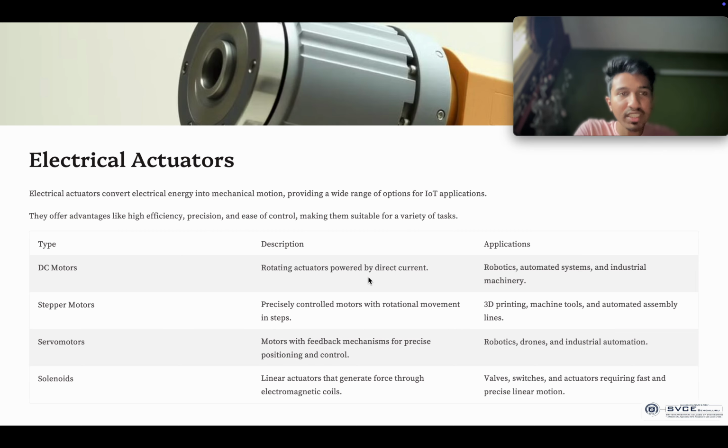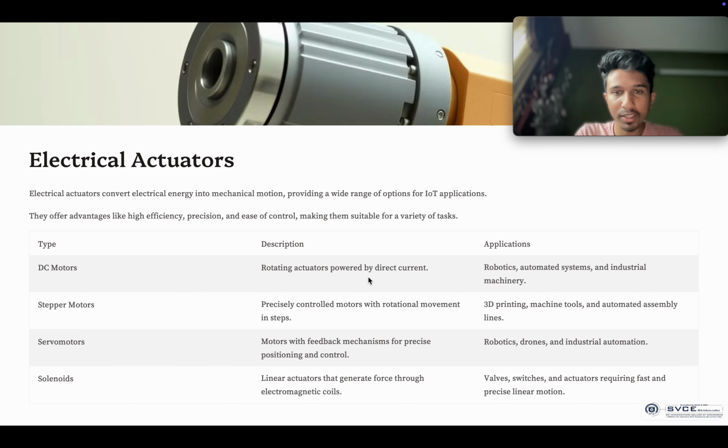Then we have the electrical actuator. An electrical actuator converts electrical energy into mechanical motion, providing a wide range of options for IoT applications. They offer high efficiency, precision, and ease of control, making them suitable for a variety of tasks. Then we have different types: DC motors, stepper motors, servo motors, and solenoids. All of these are different types of actuators which are used in environments.